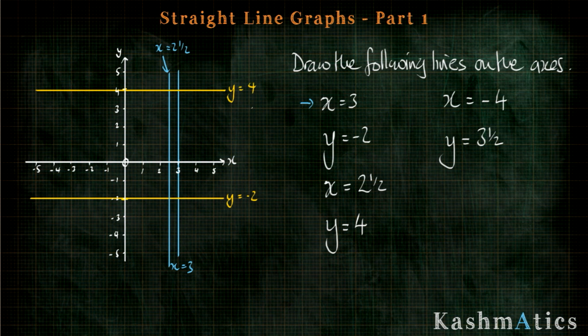The next one is x equals -4. So x equals -4 is down there. So that would be a vertical line. X equals -4. And lastly, y equals 3.5. So 3.5 is up here. Okay, so let's go across 3.5. So this line here is y equals 3.5.